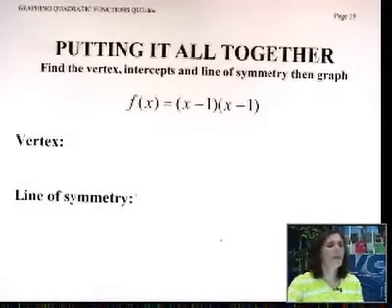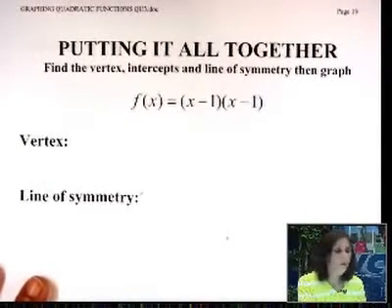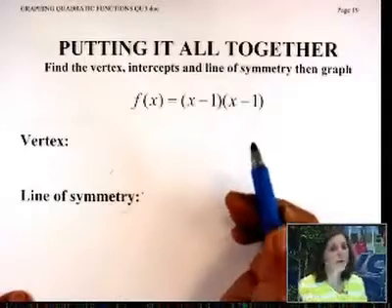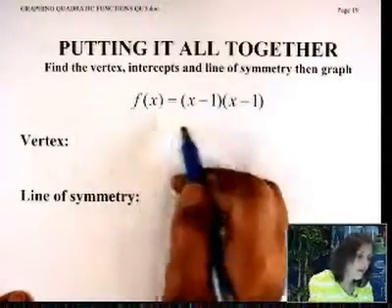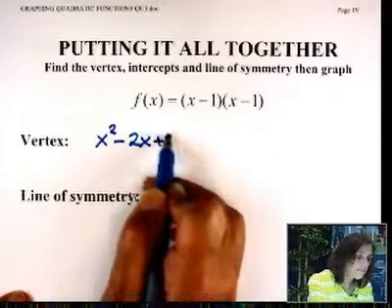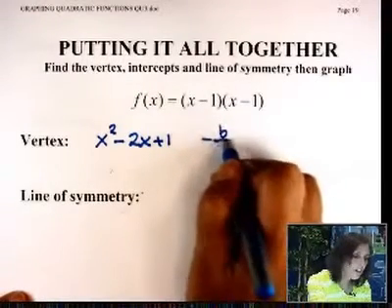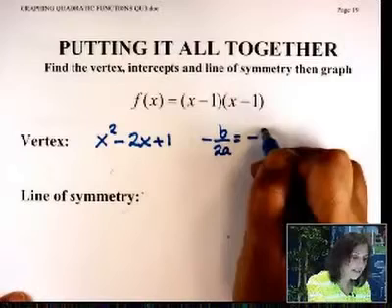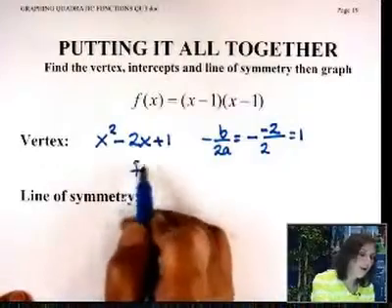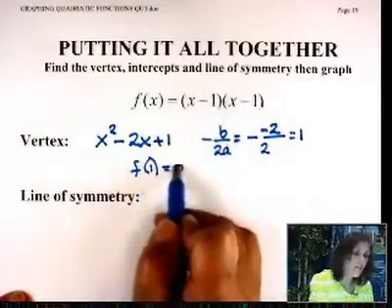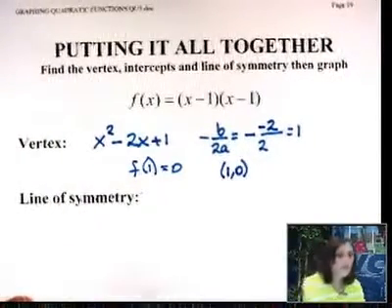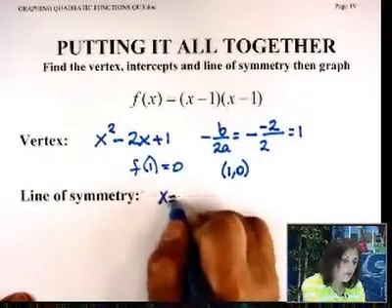Let's do putting it all together in the factored form. Vertex. Well, I can do this as negative b over 2a, but I kind of know how this one looks, but I'll just open it up. For the vertex, FOIL it out: x squared minus 2x plus 1. Okay, negative b over 2a is going to be negative b, which is negative 2, over 2a, which is 2. So that will give me 1. And then f of 1 is going to be, put 1 in there, 0. My vertex is going to be 1, 0. Line of symmetry, x-coordinate of my vertex, so that's going to be x equals 1.